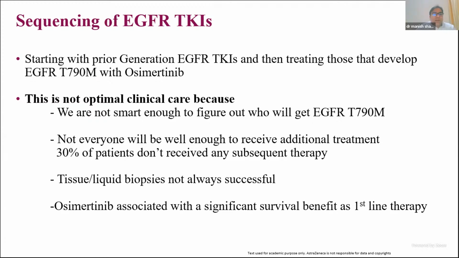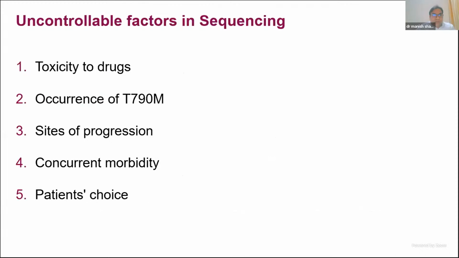And osimertinib is associated with significant survival benefit in the first line therapy. So when the drug is available in the first line and showing overall survival benefit, why not start that drug in the first line? And these are some of the uncontrollable factors in sequencing: toxicity to the drug, occurrence of T790M mutation, sites of progression, concurrent comorbidities, and patient choice.